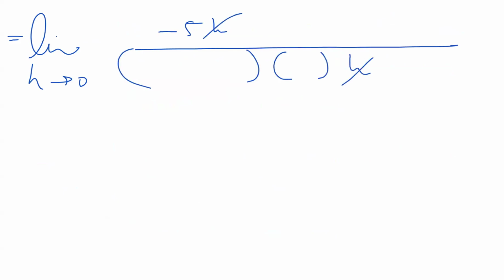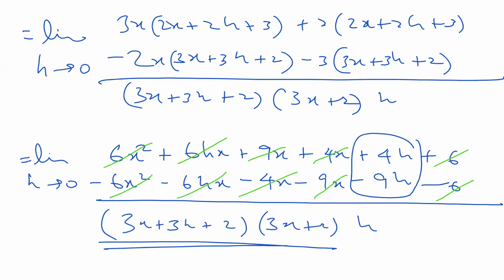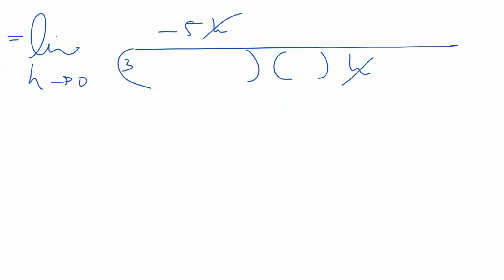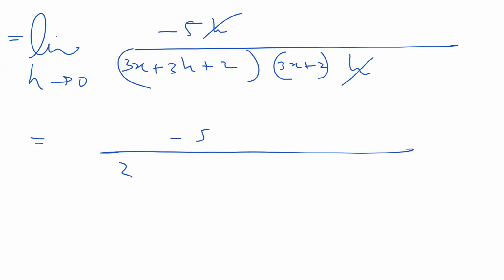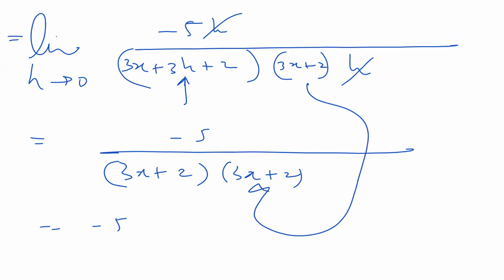This h and this h will get cancelled, but then the other two denominators are 3x plus 3h plus 2 into 3x plus 2. See, now we can put the value of h as 0 because it won't impact the denominator. So put h as 0, so this will be 3x plus 2 and this also will be 3x plus 2. So minus 5 upon 3x plus 2 the whole square. Fine. So that was your question number 6.